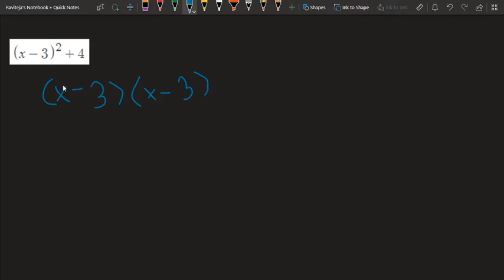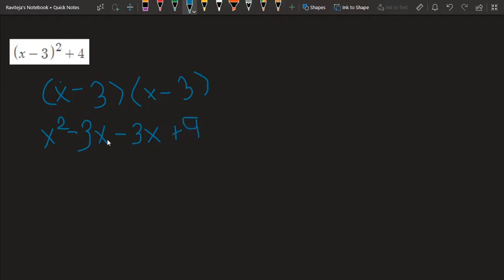And what that means is you want to distribute this x to this x and negative 3, and we also want to distribute this negative 3 to this x and negative 3. So let's start off with the x. First we distribute x to this x, we get x squared, because distribute means multiply, and x times x is x squared. Then we have x times negative 3, which is minus 3x. Now that we finished distributing the x in the first binomial, we want to distribute the negative 3. So negative 3 times x gives minus 3x again. And then we have negative 3 times negative 3, which is positive 9.